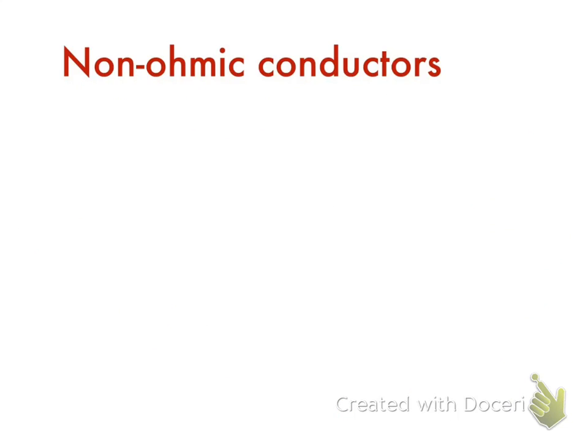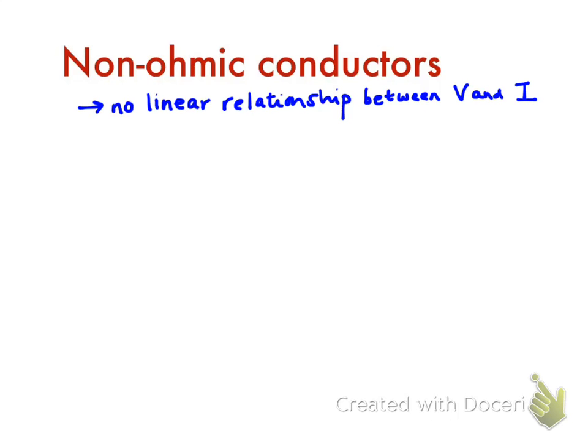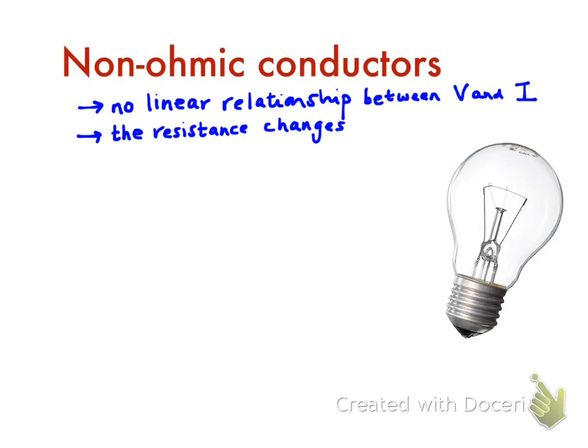If we now look at non-ohmic conductors, those are ones that show no linear relationship between V and I. If you plot a VI graph for a non-ohmic conductor, you won't get a straight line, you'll get some kind of curved relationship. And this, of course, means that the resistance of these non-ohmic conductors changes as the voltage and current change. A light bulb is a really good example of a non-ohmic conductor, and I'll explain now why the resistance of a light bulb changes with time.